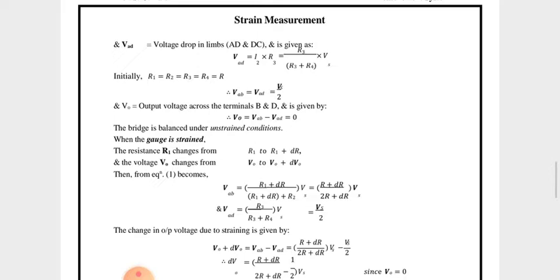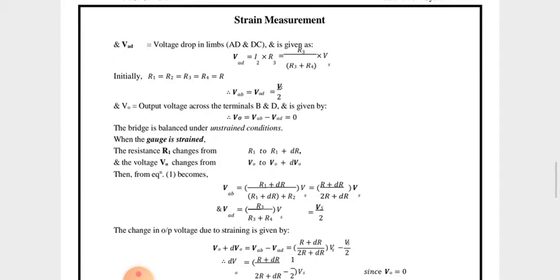Why? Because R3 will become R1 or R, and R3 and R4 are equal, meaning twice R. So R present in the numerator and denominator will get cancelled, and the final relation for voltage drop across AB and AD will be Vs by 2. Now the output voltage across the terminals B and D will be VO equal to VAB minus VAD, meaning Vs by 2 minus Vs by 2 will be 0.